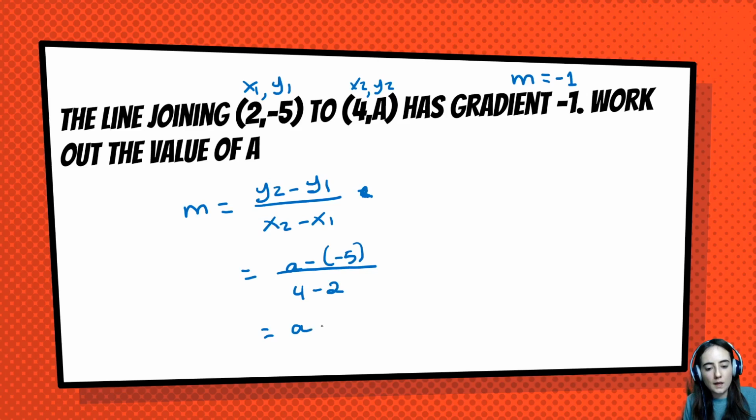It's going to be a plus 5 over 2. Now, why have I been doing this vertically so long? It's because it turns out we actually do know the gradient, so you can just write it down. So minus 1, minus 1. M is minus 1. You know it.